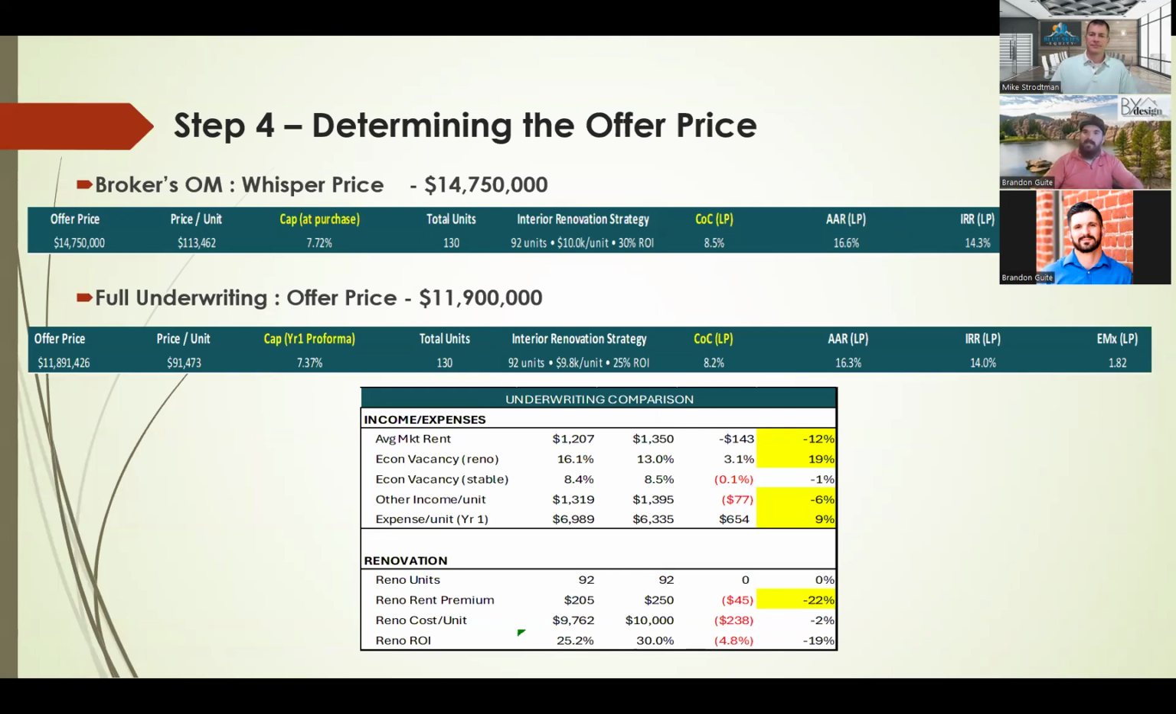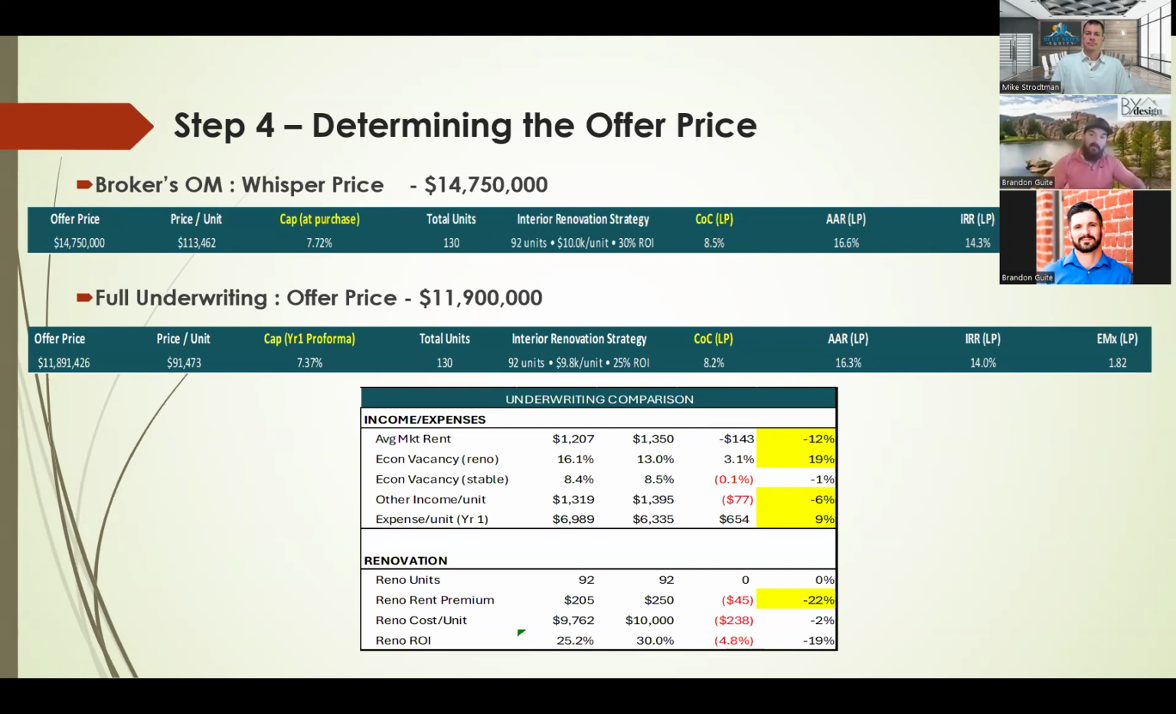So what does that really mean? All this boiling down into what's our offer price? Again, we determine our offer price based off of our business plan and our minimum returns. We don't back into it. We don't try to develop a business plan based off of the asking price to hit our returns. That's the big thing here. So we go back, the broker's OM whisper price of 14.75. We were able to hit those returns. After we went through our full underwriting, our offer price was 11.9.